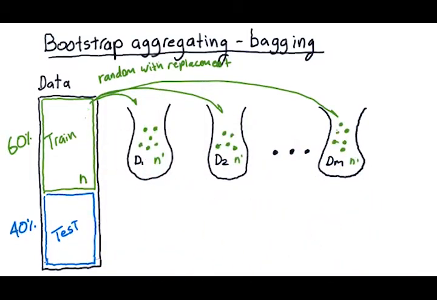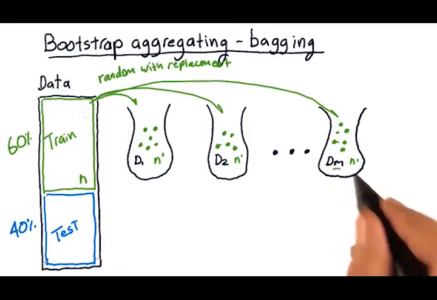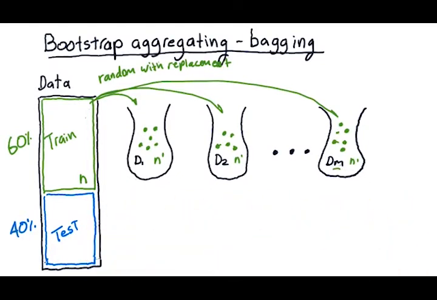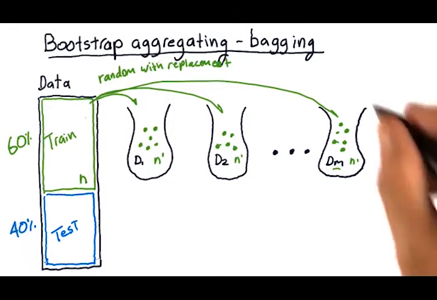So we create all together M of these groups or bags, and each one of them contains n prime different data instances chosen at random with replacement. Let's note these things.